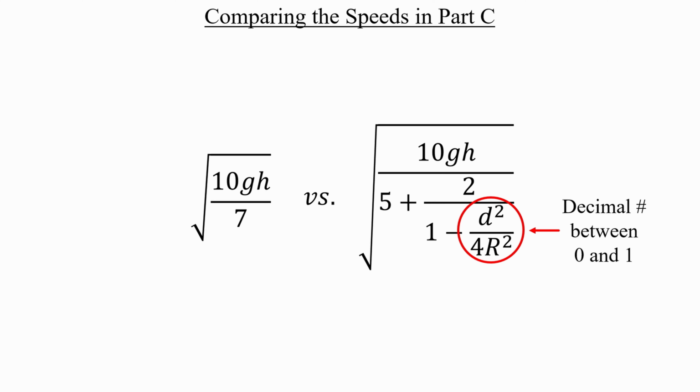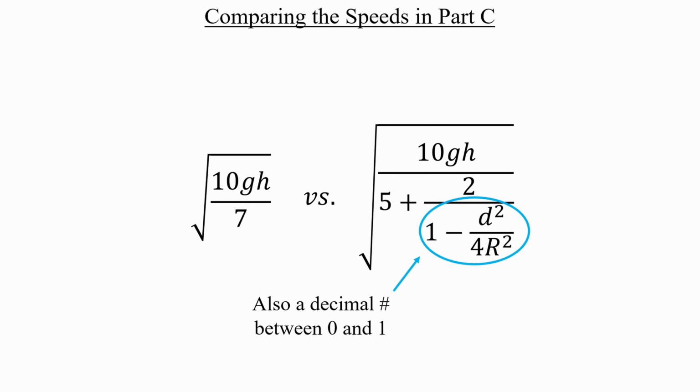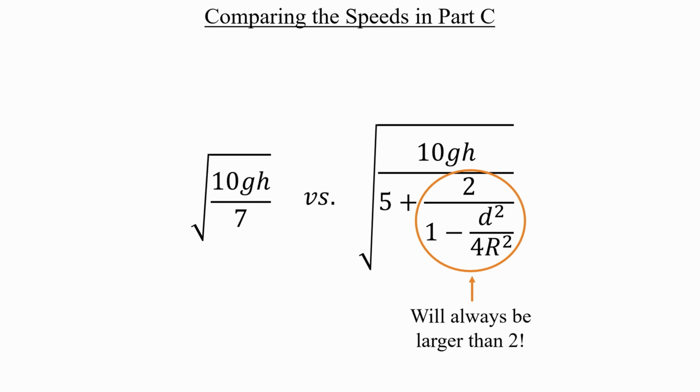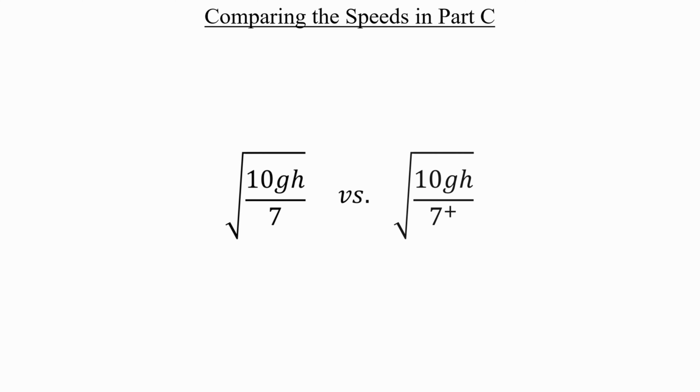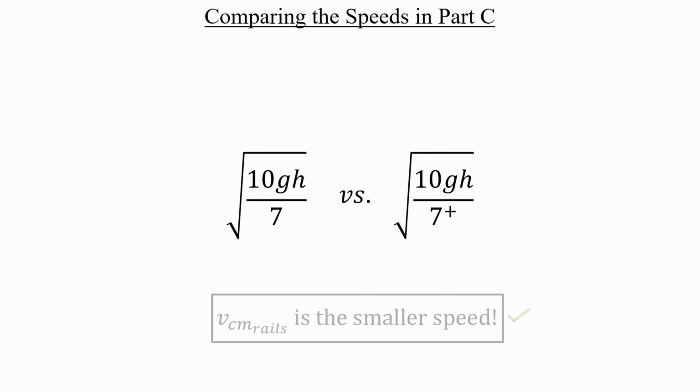And if we take 1 minus that decimal value, we get another decimal between 0 and 1. And 2 divided by a number smaller than 1 will always give us a value larger than 2. So it all boils down to comparing root 10gh over 7 to root 10gh over more than 7. And since the center of mass velocity for the rails has the larger denominator, it's the smaller speed. That covers the numerical reason behind why it's smaller.